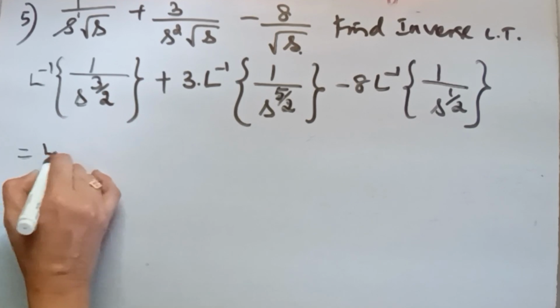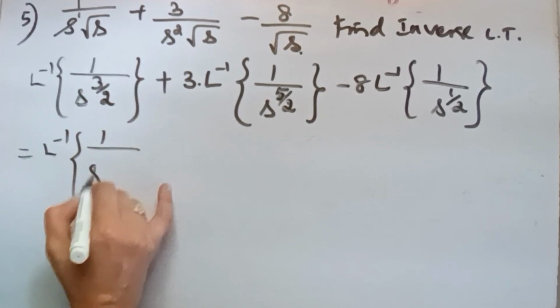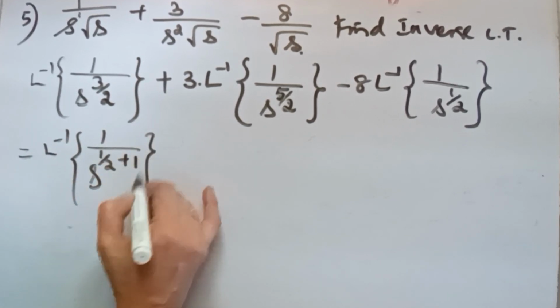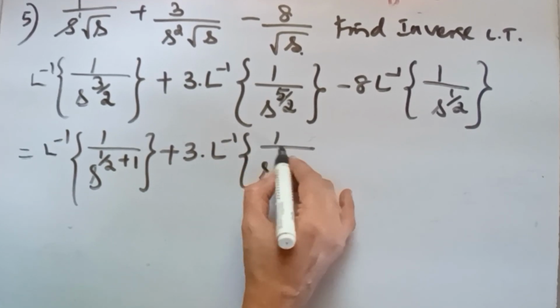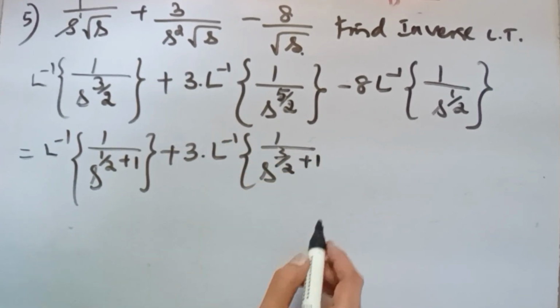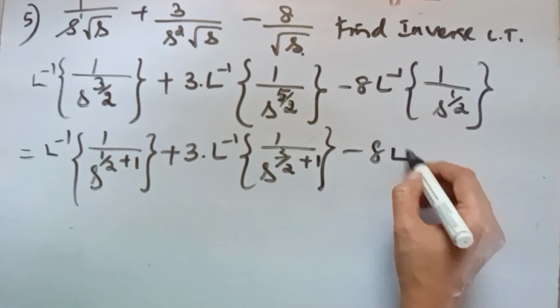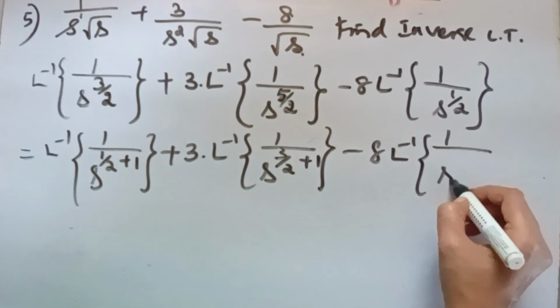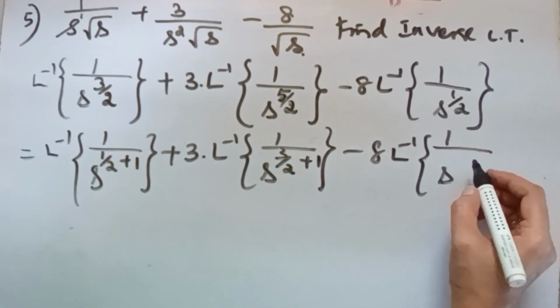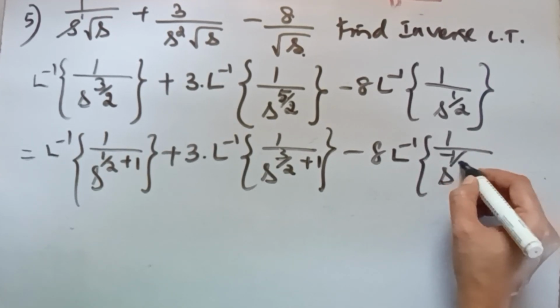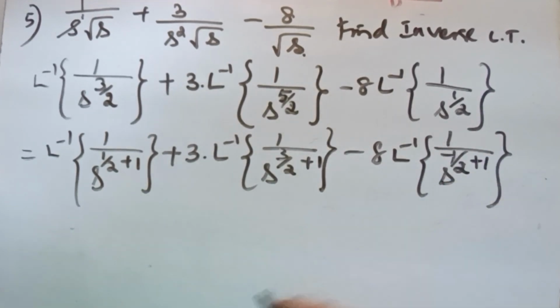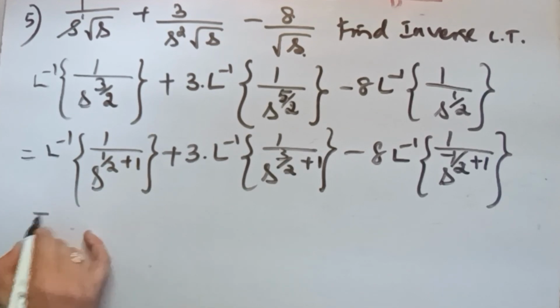S power 3 by 2 can be written as 1 by s to the power 1 by 2 plus 1, plus 3 into inverse transform of 1 by s to the power 3 by 2 plus 1, and here minus 8 into 1 by s to the power, this half is written as 1 minus 1 by 2, that is minus 1 by 2 plus 1. Okay, now let us apply the formula.